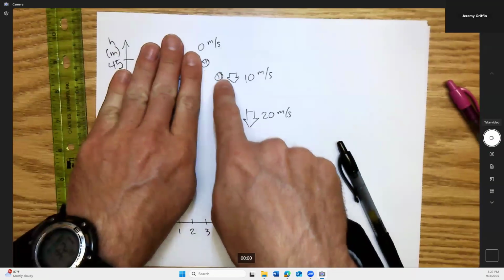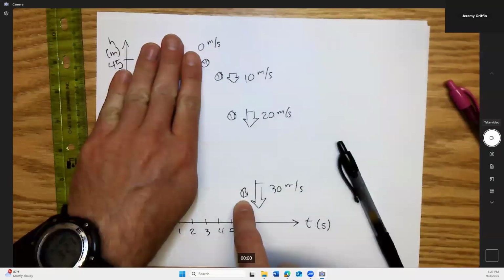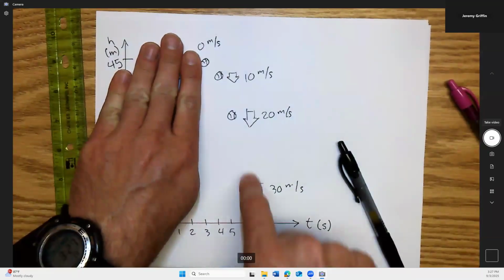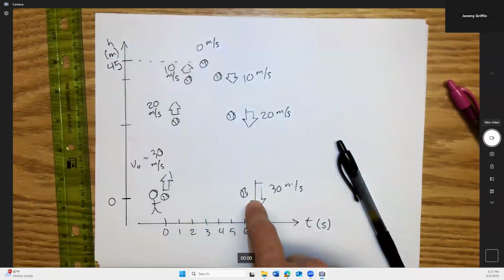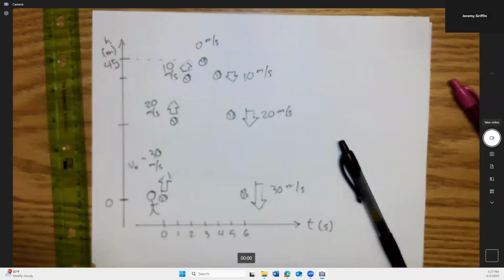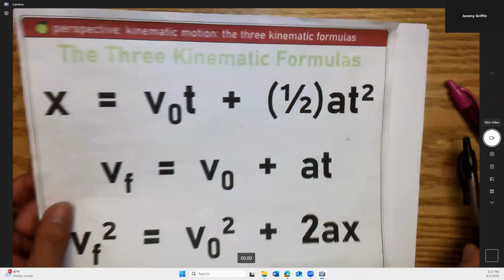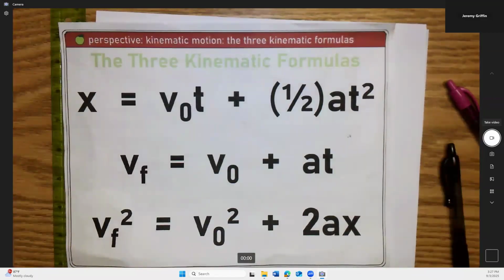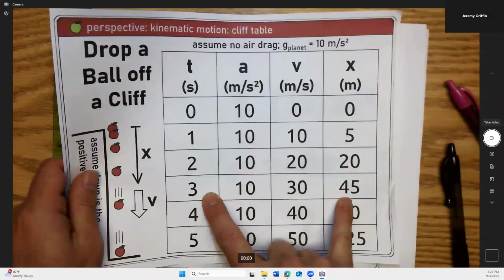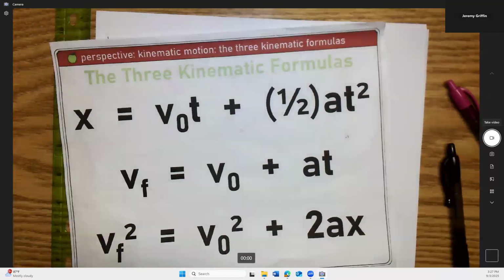And how about the other half of this? If you drop the ball and it takes 3 seconds to come back down, that's the second half. How far will it have fallen in 3 seconds? 45 meters, right? You guys remember the ball off the cliff? It's this right here. 3 seconds fell 45 meters. So this has to be 45 meters.